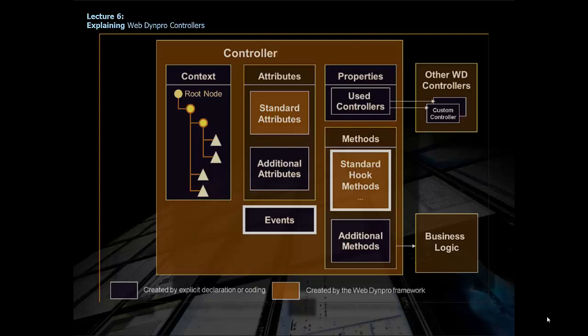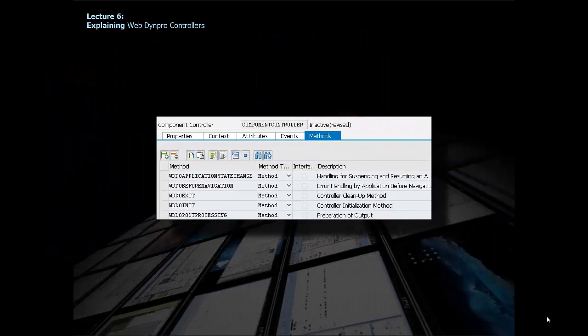Now, which other additional hook methods are in the different controllers? The component controller has the following additional methods: the WDDOBEFORENAVIGATION, the WDDOPOSTPROCESSING, and the WDDOAPPLICATIONSTATECHANGE. Methods, context elements, and events can be marked as part of the interface. These elements are then exposed to other components through the interface controller.